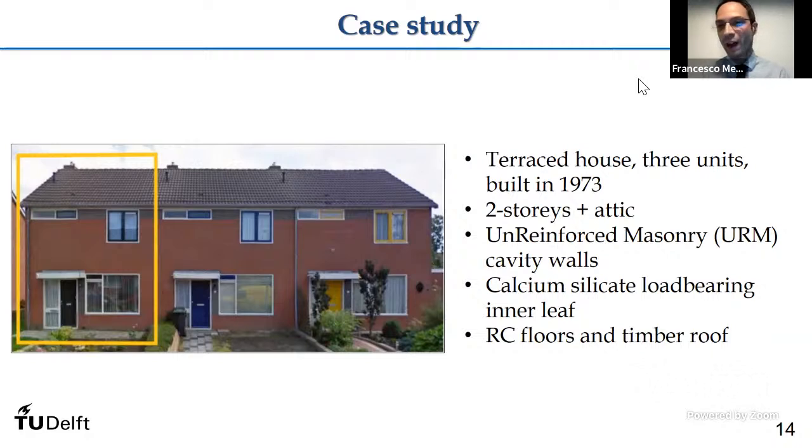Of course, it's made of unreinforced masonry. And it's specific the fact that it has cavity walls with the inner leaf, which is load-bearing, and it is made of calcium silicate masonry, whereas the veneer, the outer layer, is made of clay bricks. The building also has reinforced concrete floors and a timber roof structure.